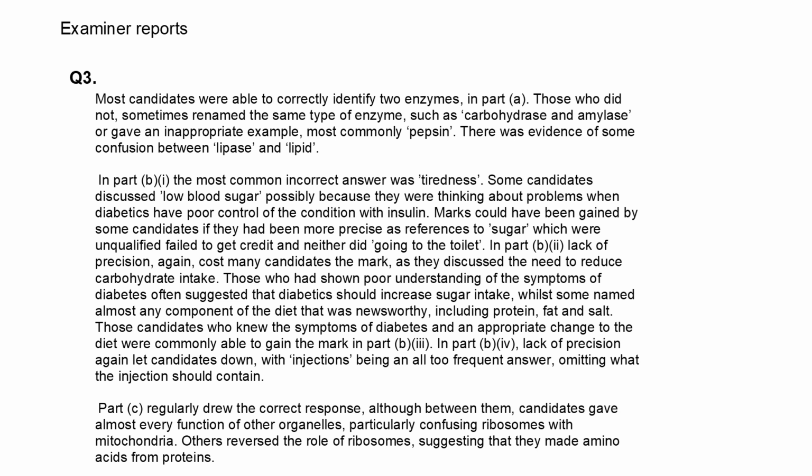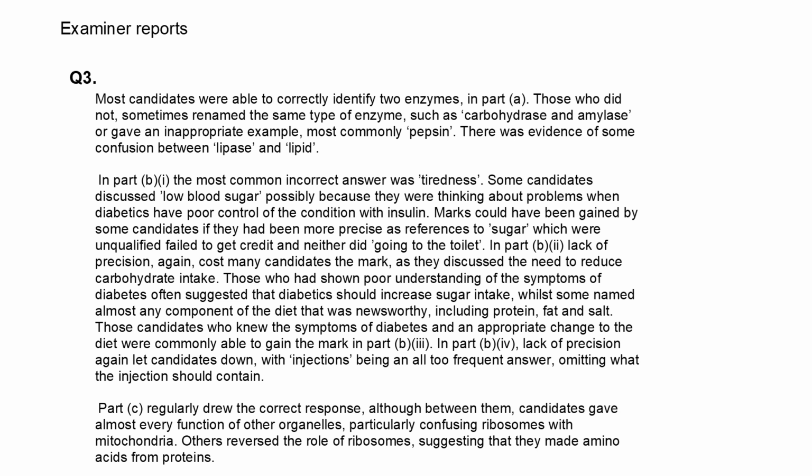In part B1, the most common incorrect answer was tiredness. Some candidates discussed low blood sugar, possibly because they were thinking about problems when diabetics have poor control of the condition with insulin. Marks could have been gained by some candidates if they had been more precise, as references to sugar, which were unqualified, failed to get credit, and neither did going to the toilet.